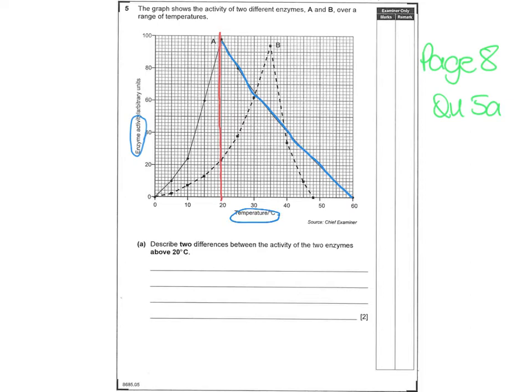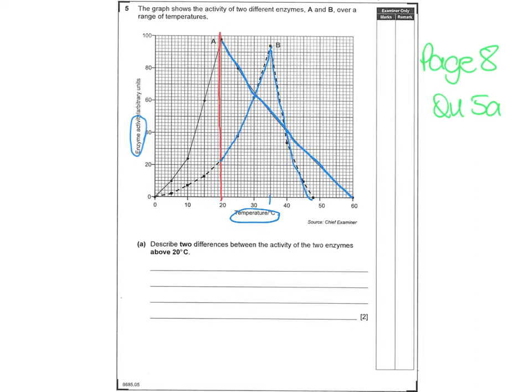So if we look at A, the rate of enzyme activity of A decreases as the temperature increases. However, from 20 to 35, the rate of enzyme B actually increases and then decreases. So that's one difference. A decreases as it gets hotter, whereas B increases and then decreases as it gets hotter.